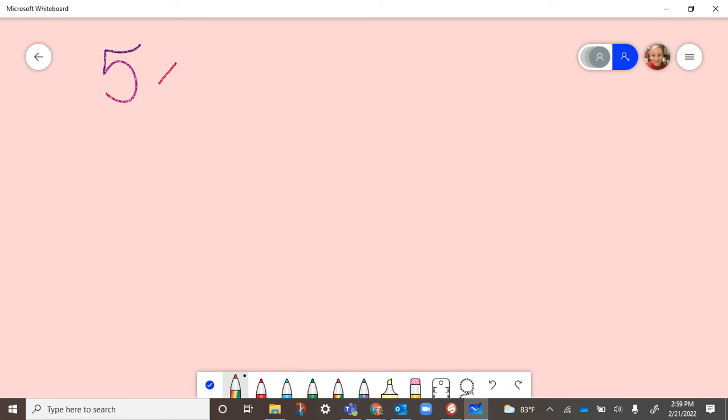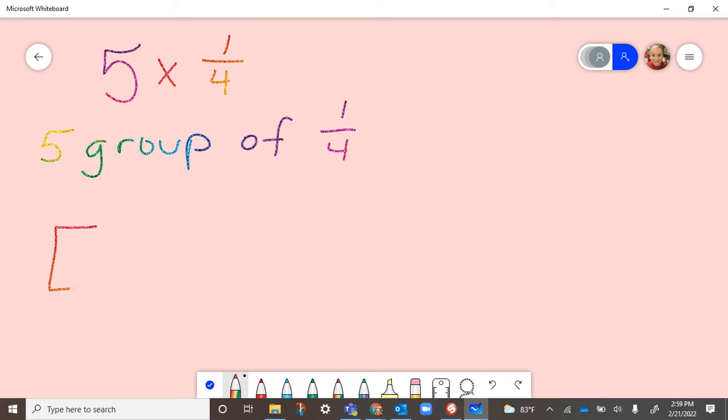So let's take this one, 5 times 1/4. When you see the whole number and you're multiplying it by a fraction, I want you to think of 5 groups of 1/4. So if you had 1/4, here's 1/4, the 1 part out of 4. Well, we've got 5 of those.